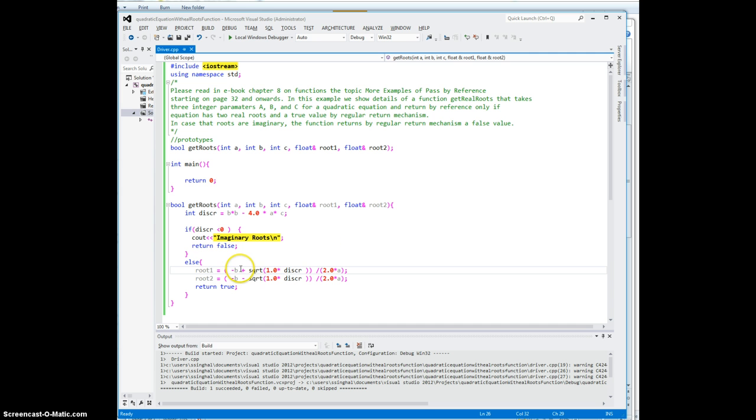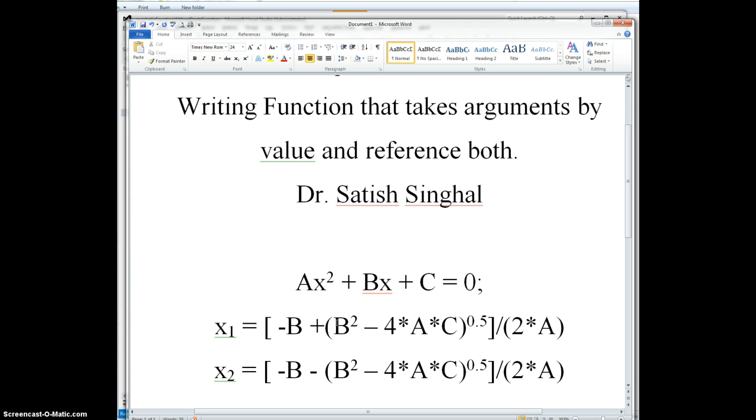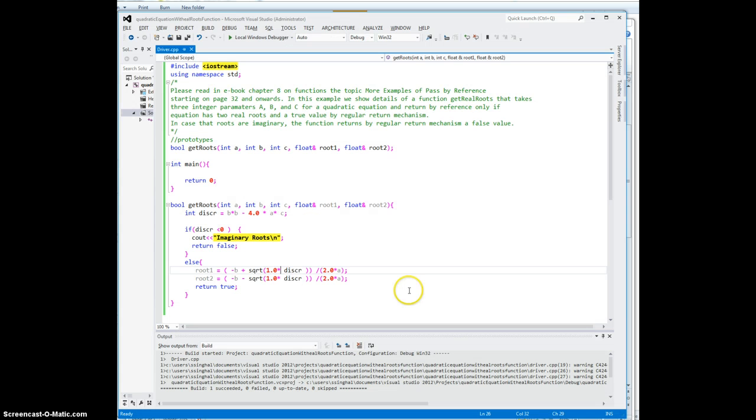So we have two roots: minus b plus square root of discriminant divided by 2a, and minus b minus square root of discriminant divided by 2a. Those two roots are here. I'm using discriminant, which was already determined over here. So that's the math behind it. I don't need to recalculate it. It's already calculated here, and I just take the square root of the floating point form of this. And then, since the else block is executed, I return true. And that's pretty much my function.